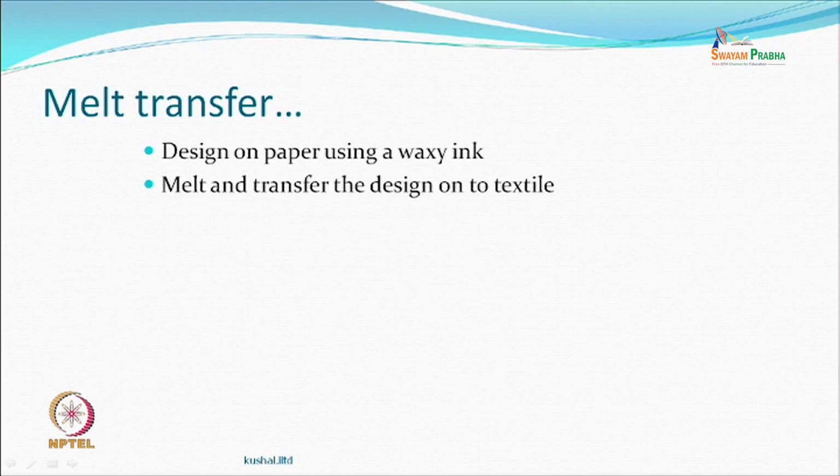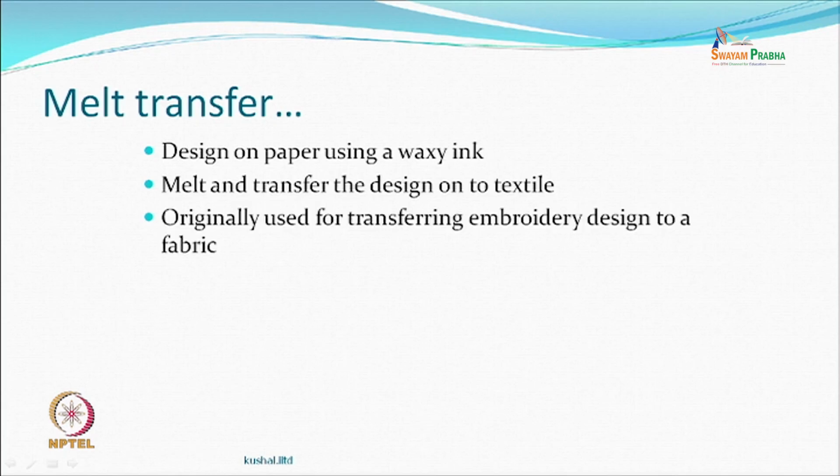So, this process which says melt and transfer design onto textile. So, you are melting and transferring. So, you are going into a range above room temperature, right. It was originally used for embroidering designs. So, you take a textile, put this kind of a thing, and then you get some color or maybe no color, and then you put the embroidery around the same thing. So, design is immediately transferred. That is one of the uses.